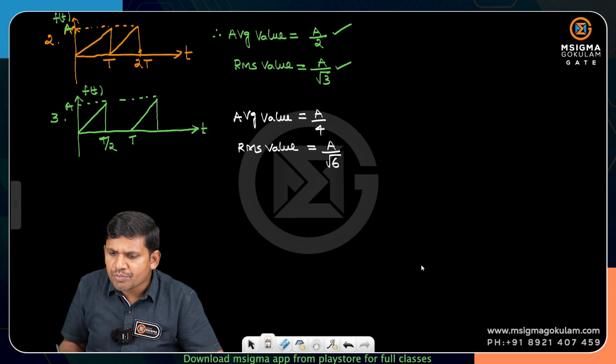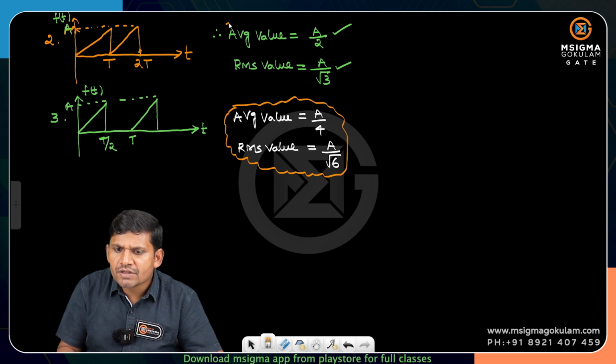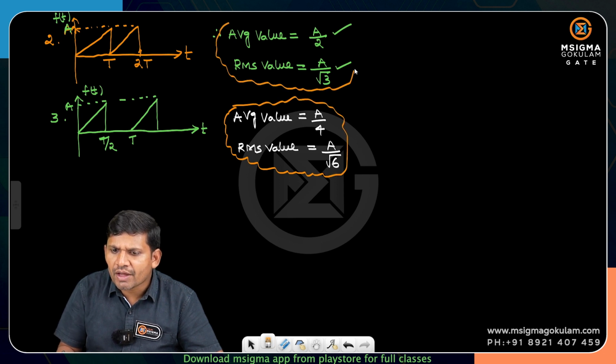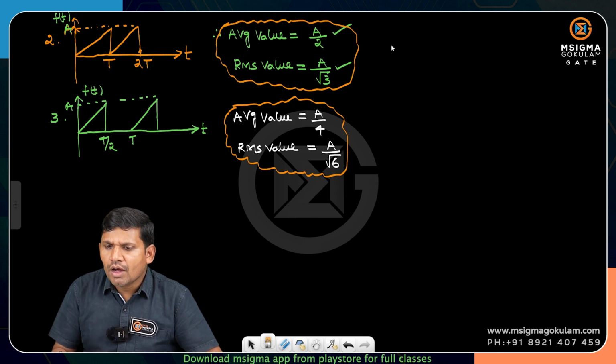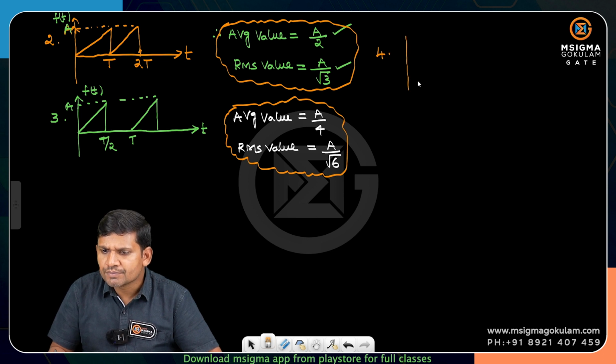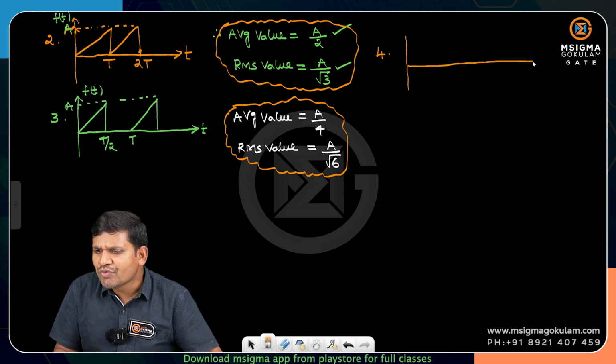Every observation is important, so you have to concentrate. Okay, this is the average and RMS values. This is the third one. One more waveform, the fourth waveform. If the waveform is given like this, I think all of you know this waveform well.